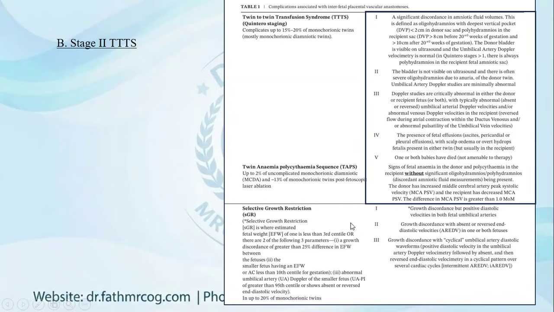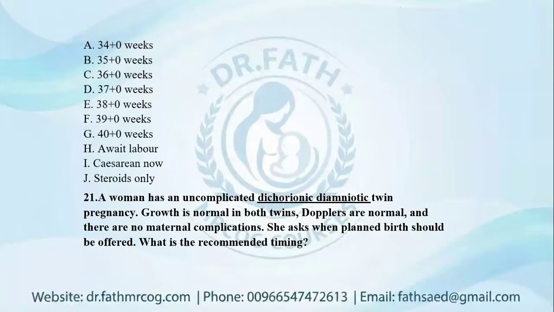This is another one you revise: if you have selective growth restriction, it will be type 1, 2, and 3. Revise this one. I will keep it for you here in the session. I revise the stages; they may ask about the TTTS stage.